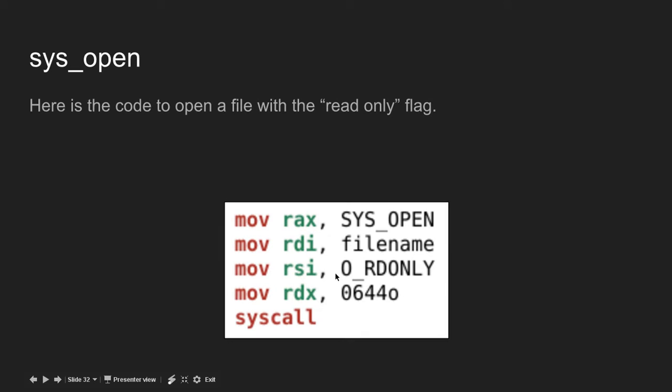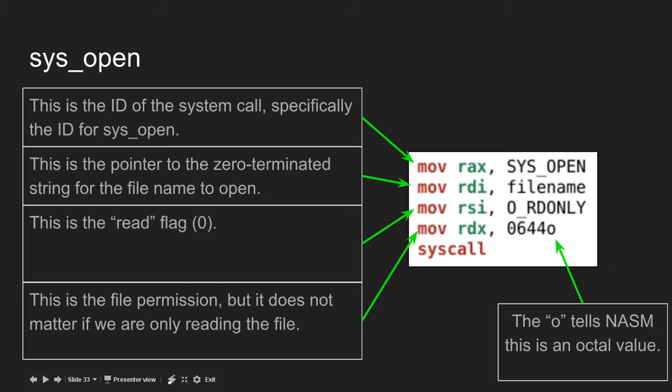These values are defined in an include file called linux64.inc, and I'll put that in the description. So this is the ID of the system call, specifically the ID for sysopen. So move into RAX sysopen. File name, this is the pointer to the zero terminated string for the file name to open. This is the read flag, which is zero. And also the O here tells NASM that this is an octal value.